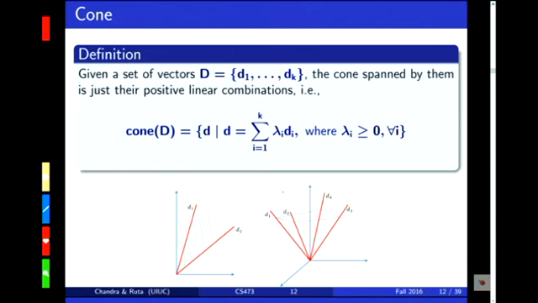Can lambda be very large? Yeah. So that's why there is no end. You can go to infinity. You make this line go to infinity, this line go to infinity, and all the points in between will be in the cone. So it's not a convex combination, but it's just a positive linear combination.